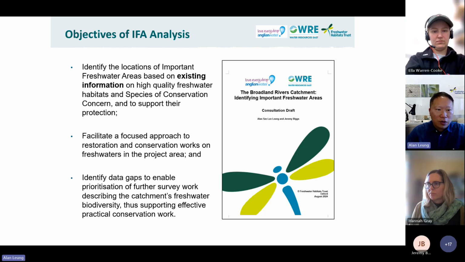The report can also help us to have a more focused approach to restoration in the region, and to support the planning of conservation works in the project area. We also hope to find the knowledge gaps, so that in the future we can prioritize resources to find out which areas are worth more study.